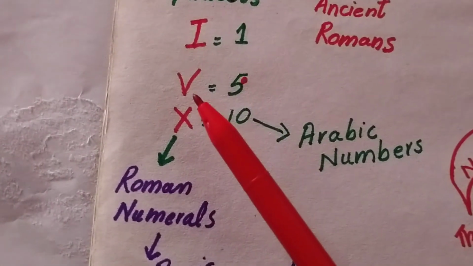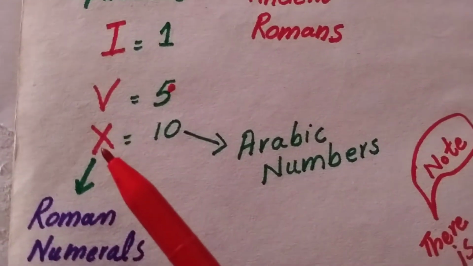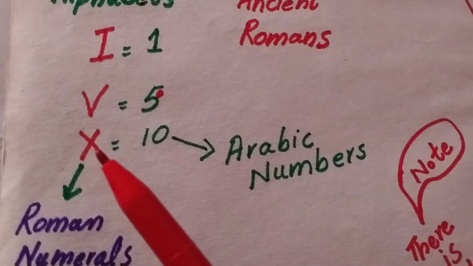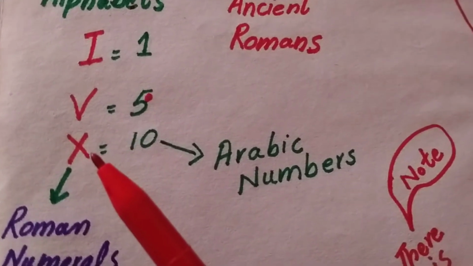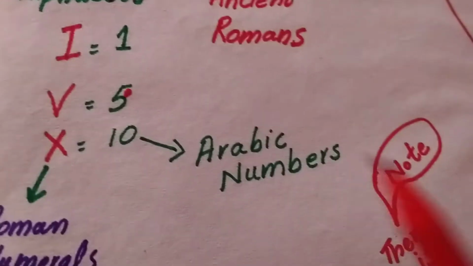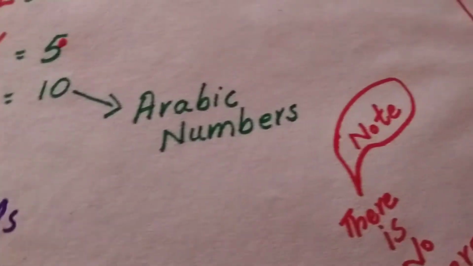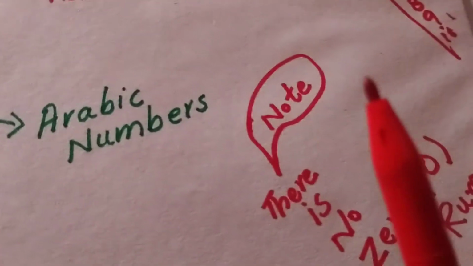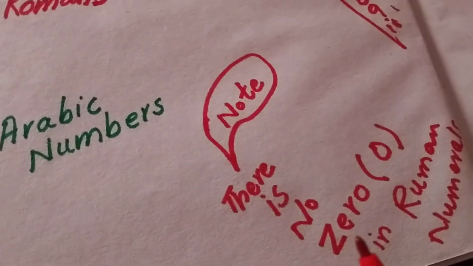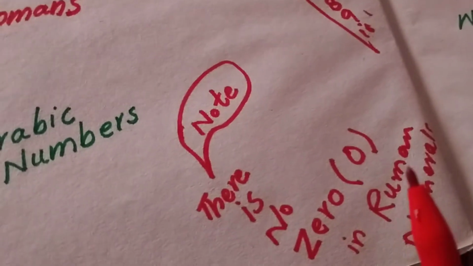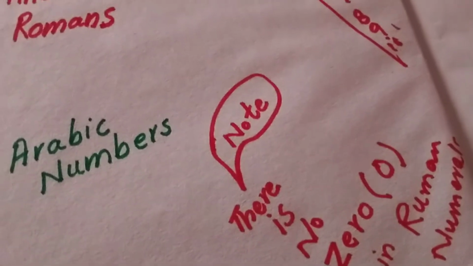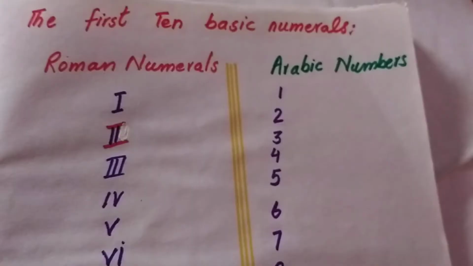1, 5, 10 are the basic Roman numerals. This is the most important thing in Roman numerals: there is no zero in Roman numerals.